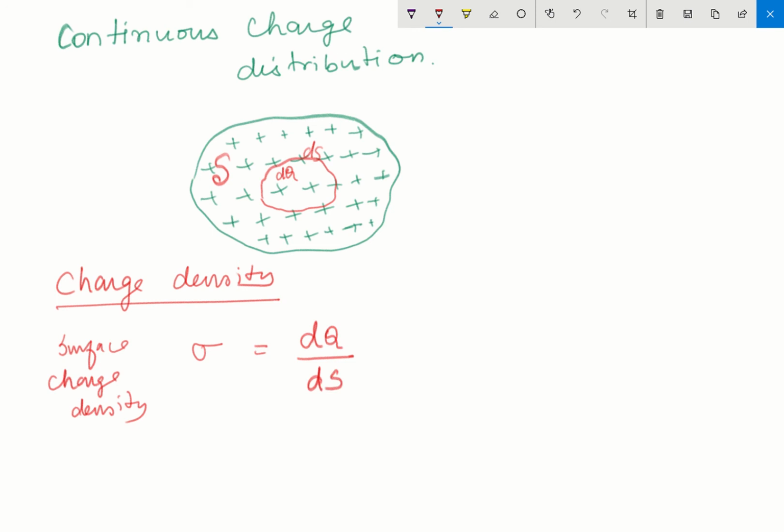Therefore, it is just like density: mass divided by volume. Here, like that.